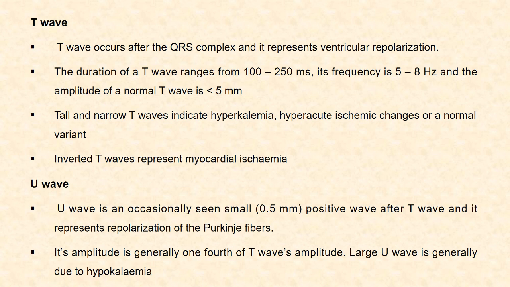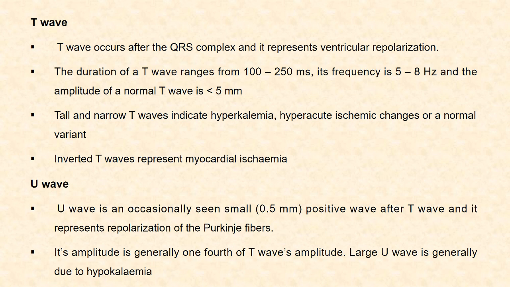Next, T wave. T wave occurs after the QRS complex and it represents ventricular repolarization. Usually, the duration of T wave ranges from 100 to 250 milliseconds and its frequency is 5 to 8 Hz. The amplitude of a normal T wave is generally less than 5 mm.